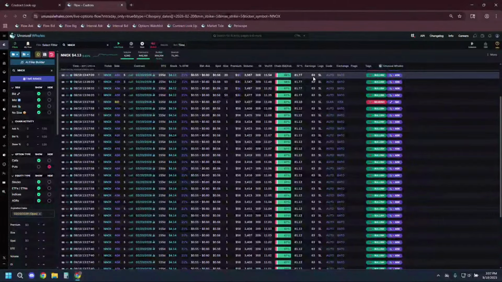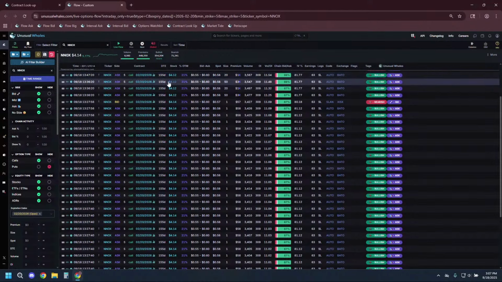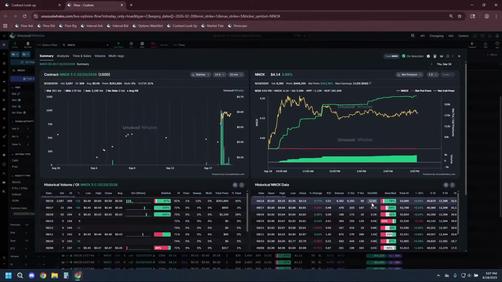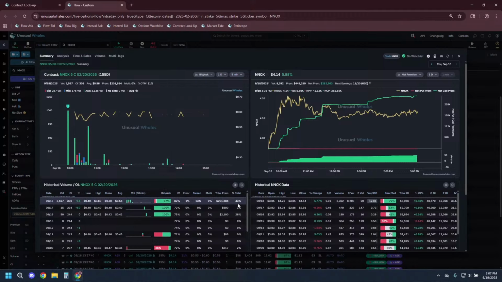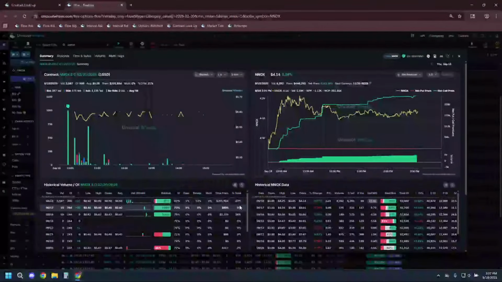Earnings is 63 days away. This thing expires in 155 days. So it's going to overlap, what, like 2 earnings calls maybe? So like not an earnings trade. Trading at 12 times normal, 43% of which is coming from this specific contract.